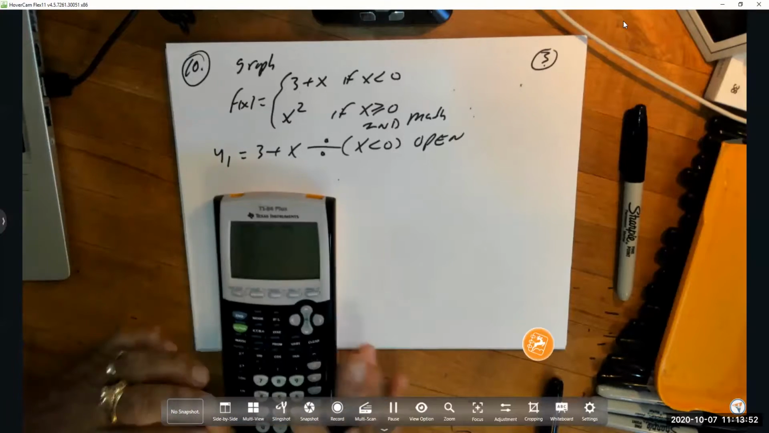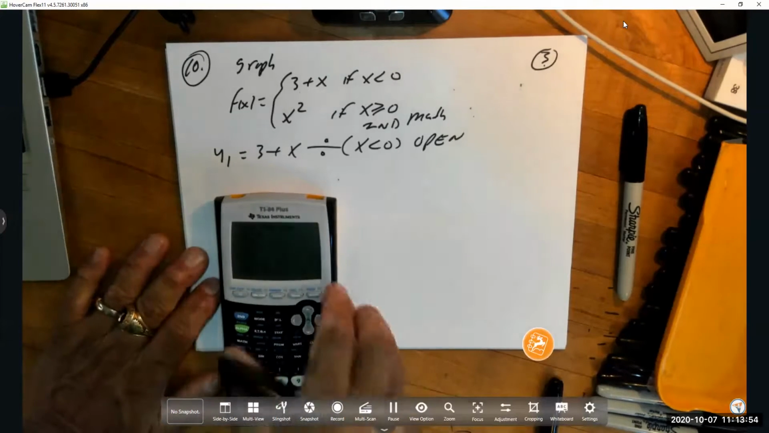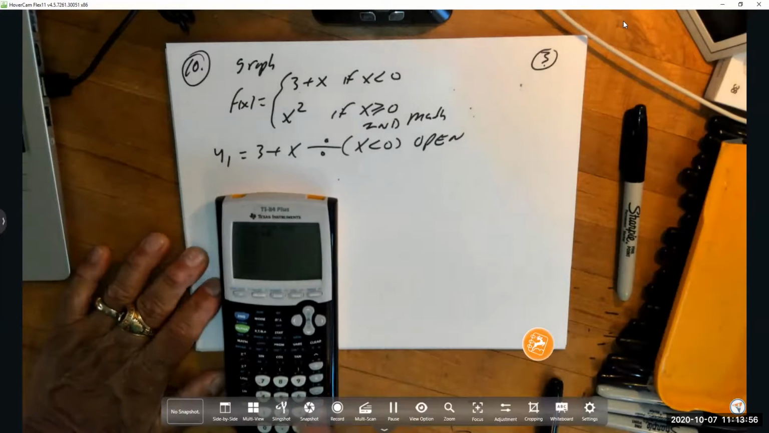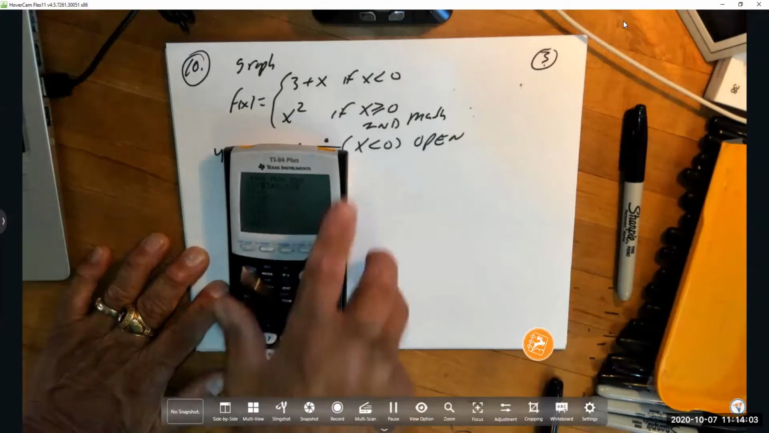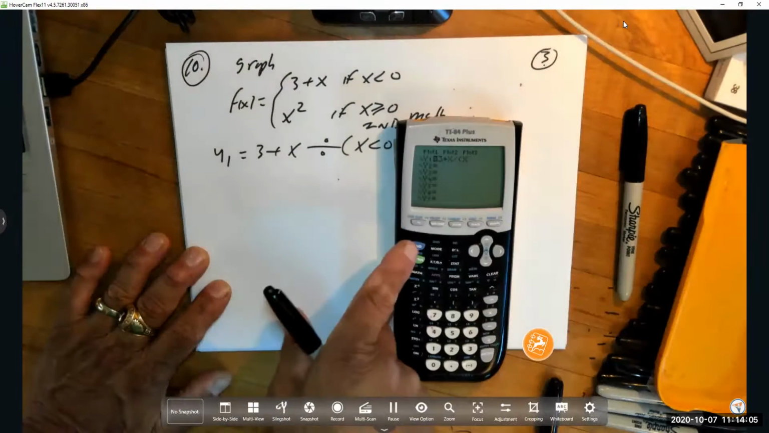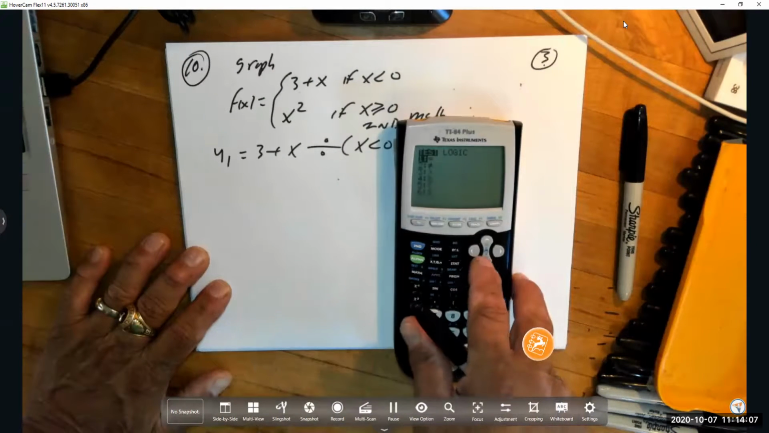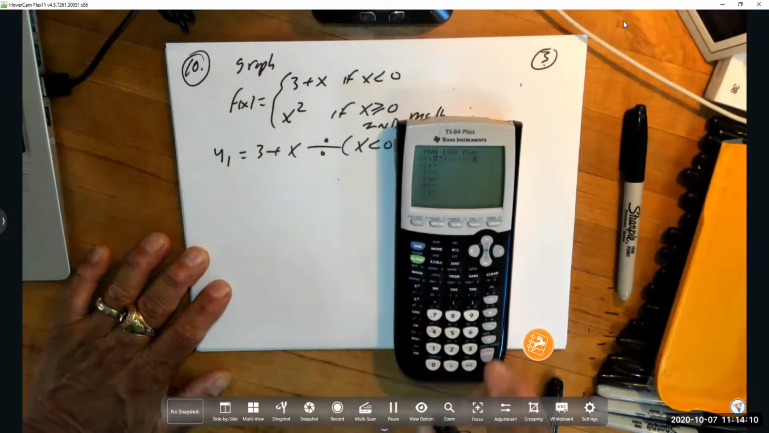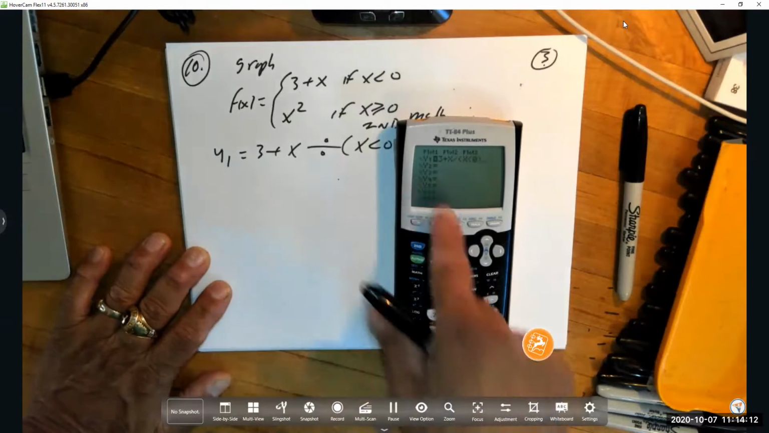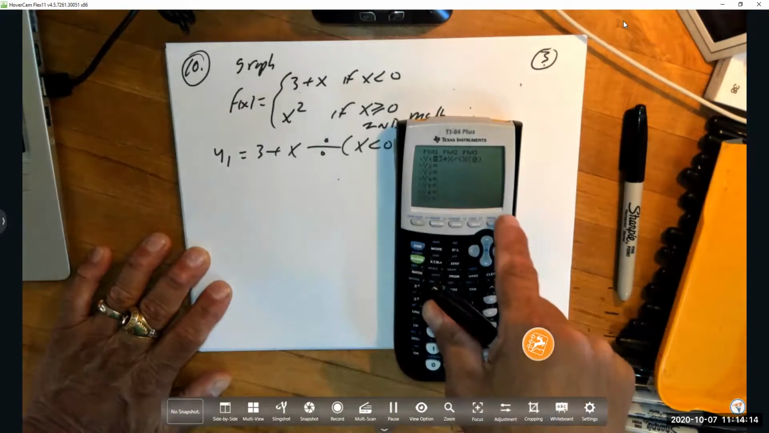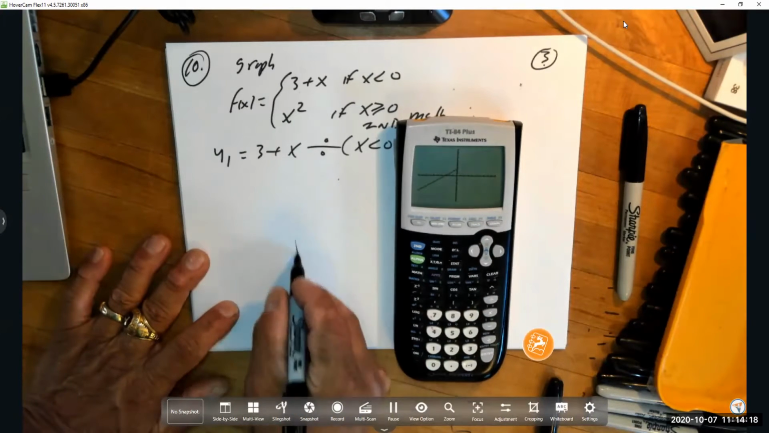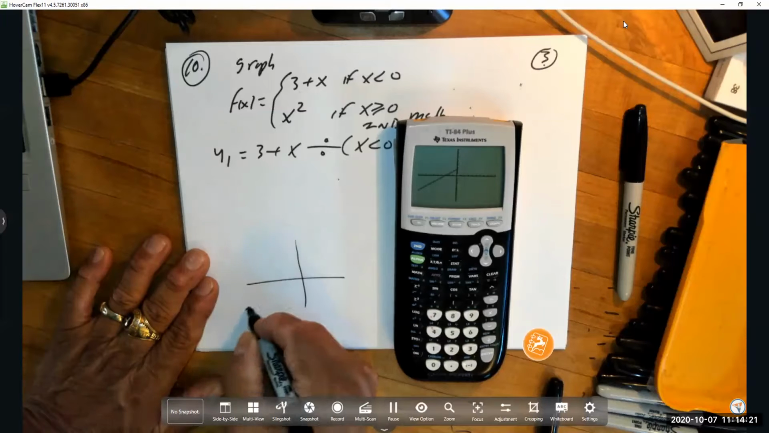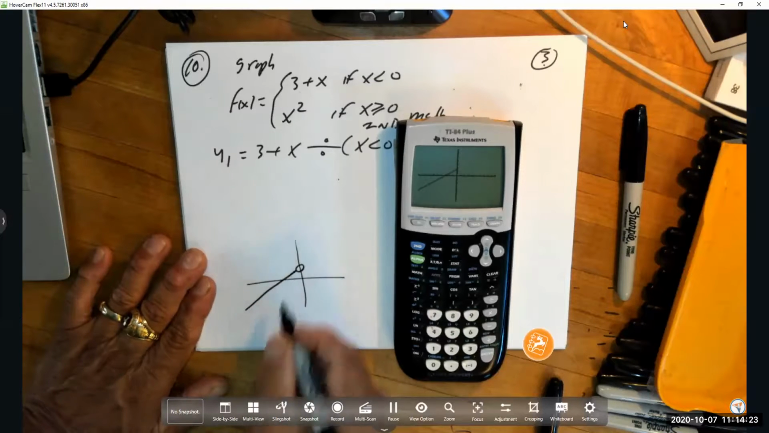Y1 is going to be 3 plus x, division symbol, parentheses, x, and then to get this less than symbol, you go second math, less than is number 5. Then 0. Close it. Okay. 3 plus x, x less than 0, graph. I just got a line that goes like this to right here. Y'all get that?